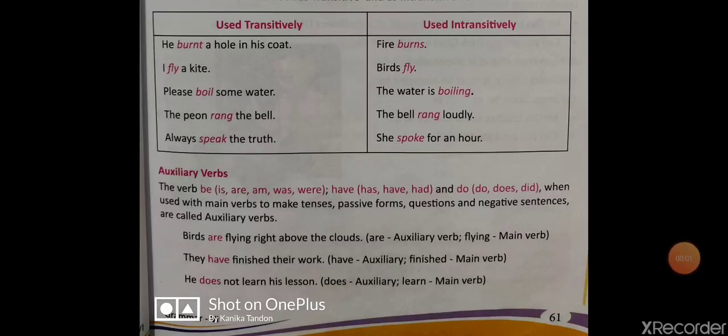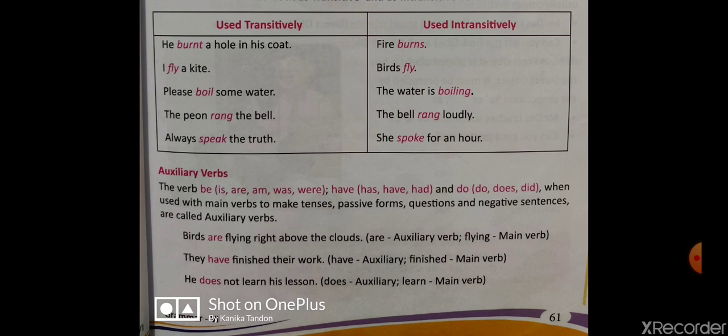Next is auxiliary verbs. We have already read that auxiliary verbs are divided into two parts. Those are primary auxiliaries and modal auxiliaries. So let us start. The verb be: is, am, are, was, were, has, have, had, do, did, does. When used with a main verb to make tenses, passive forms, questions and negative sentences, they are called auxiliary verbs. In very simple language, in our day-to-day language that we use with each other, we call them helping verbs.